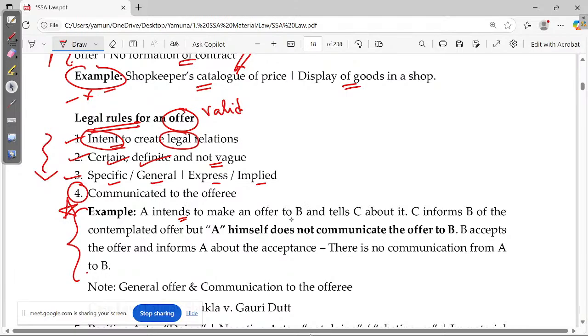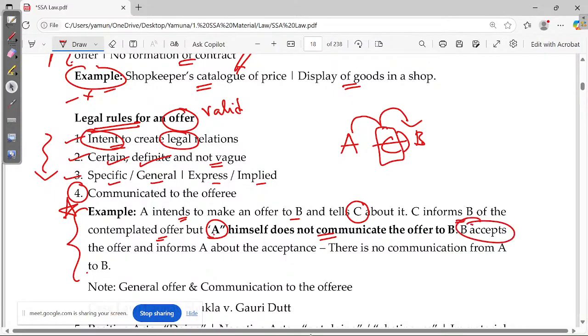A intends to make an offer to B and tells C about it. A intends to make an offer to B, but he's not doing it directly. Instead, there is one person in between: he tells C about it. C informs B, so it's not direct, it's through C. C informs B of the contemplated offer of A. A himself does not communicate the offer to B. Here B accepts the offer and informs A about the acceptance. There is no communication. Please highlight.